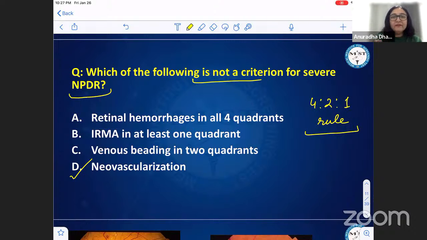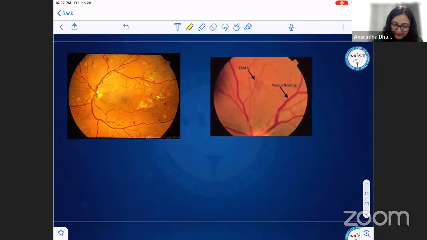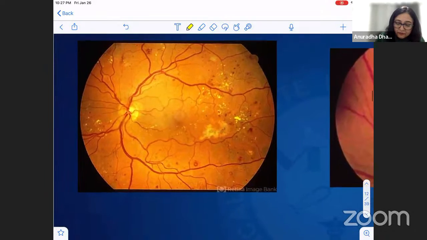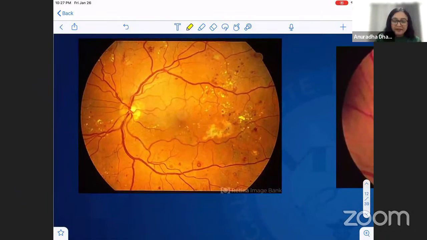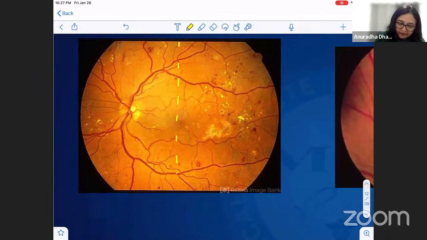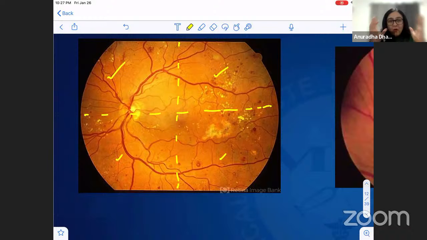So this was a relatively new question put by the examiner as far as the history of FMGE ophthalmology questions goes. To make you understand, if we divide the retina into four quadrants, you can see the retinal hemorrhages are present in all four quadrants. Okay, all four quadrants are showing retinal hemorrhages. So that is one criterion of severe NPDR.